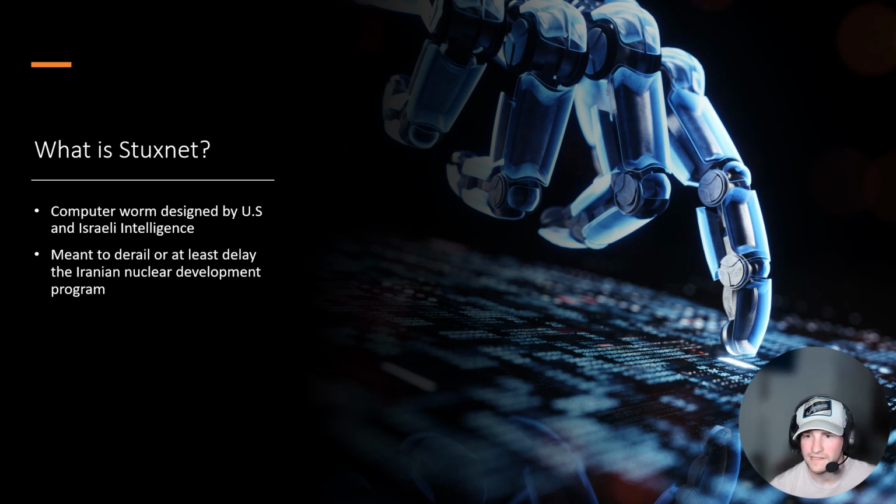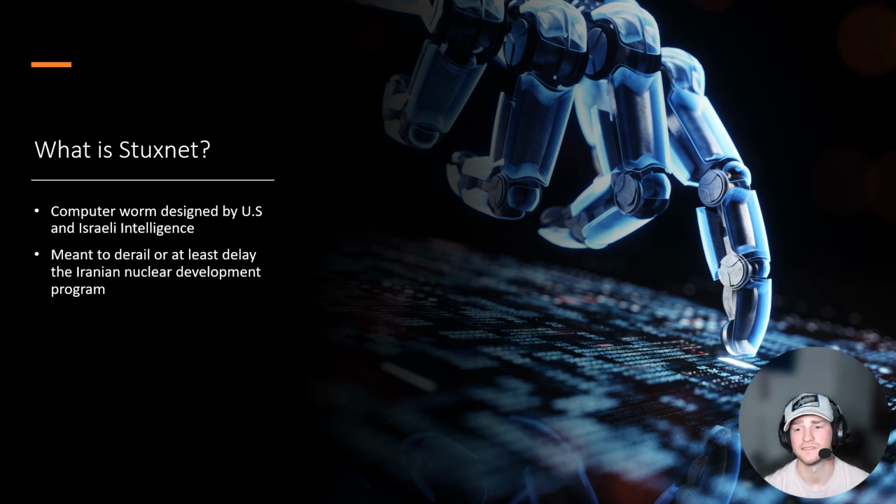So, what is Stuxnet? Stuxnet is a computer worm that was designed by US and Israeli intelligence whose purpose was to derail or at least delay the Iranian nuclear weapon development program. Stuxnet was used to destroy the centrifuges that Iran was using to enrich uranium as part of its nuclear program.